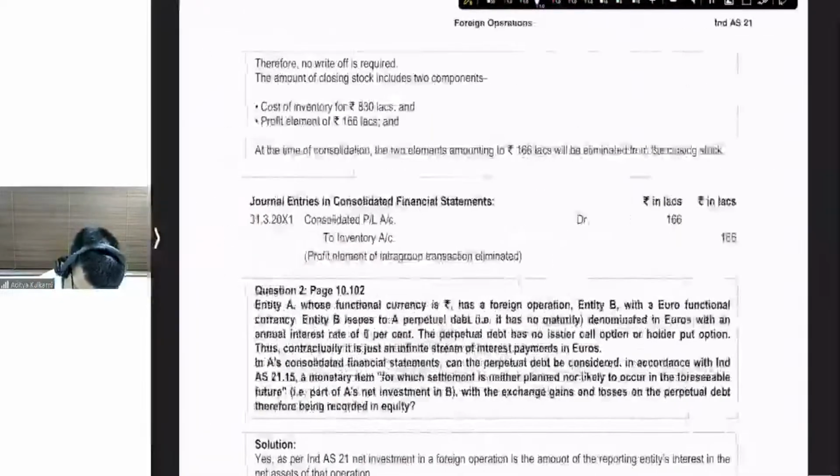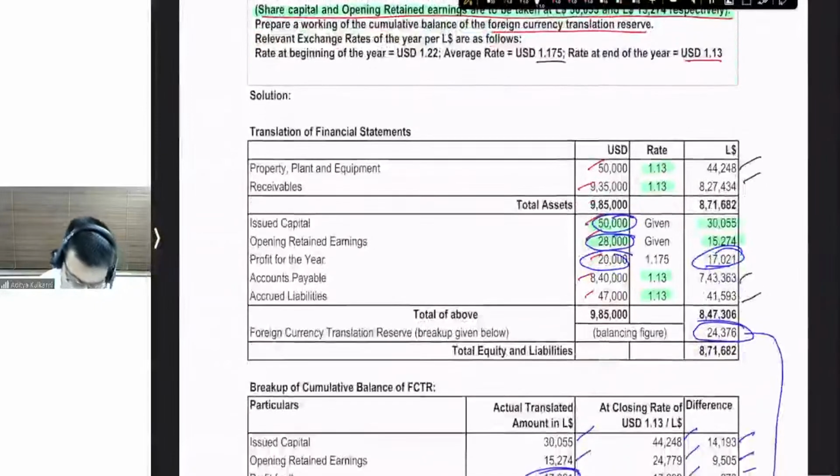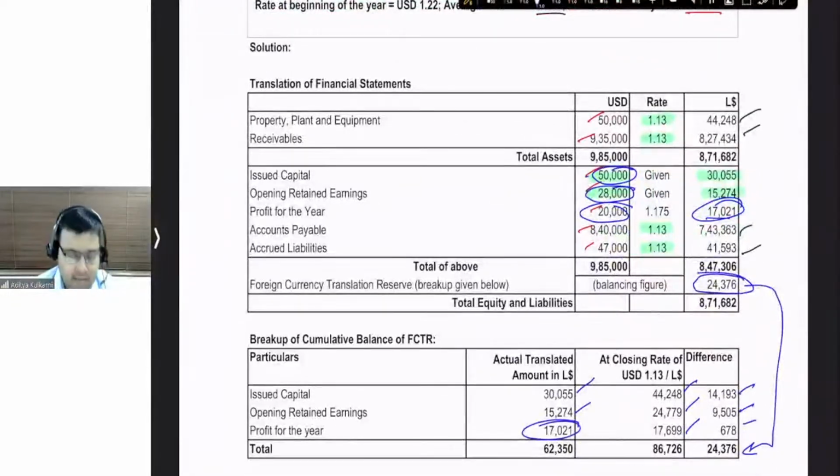PPE is not under the revaluation model. Nothing is written here, so we will be using the closing rates. You are translating a foreign subsidiary, a foreign operation, into the functional currency of the parent, and you will therefore have to take the closing rates.